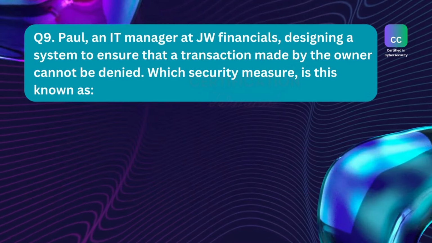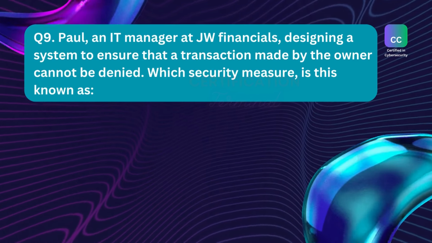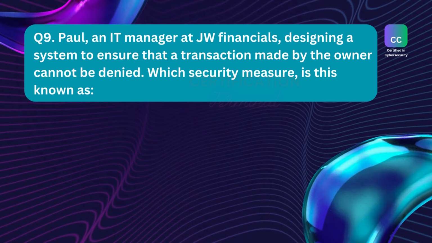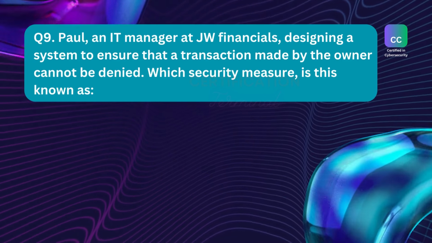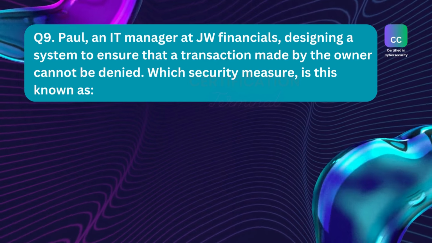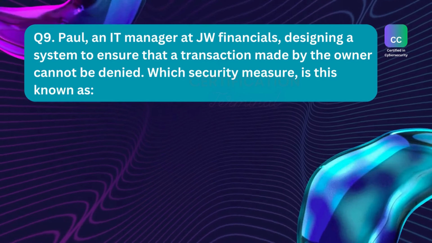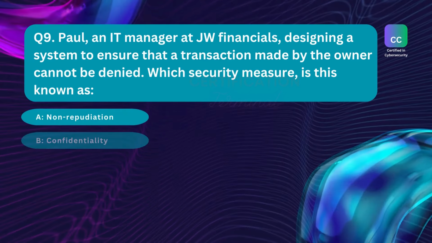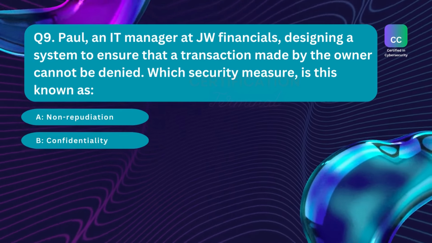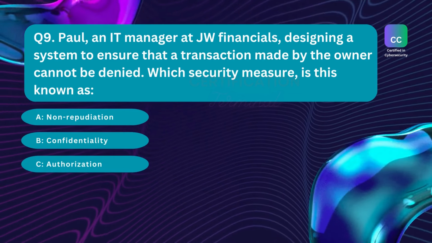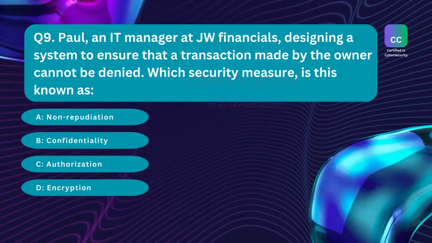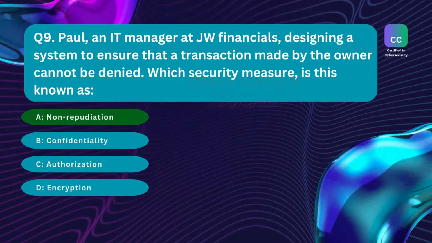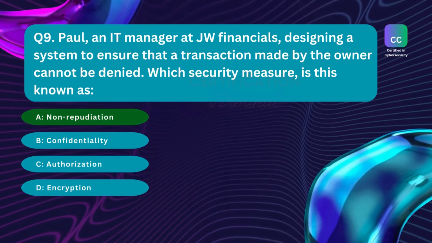Question number 9. Paul, an IT manager at JW Financials, is designing a system to ensure that a transaction made by the owner cannot be denied. Which security measure is this known as? Option A, non-repudiation. Option B, confidentiality. Option C, authorization. Option D, encryption. The correct answer is option A, non-repudiation.